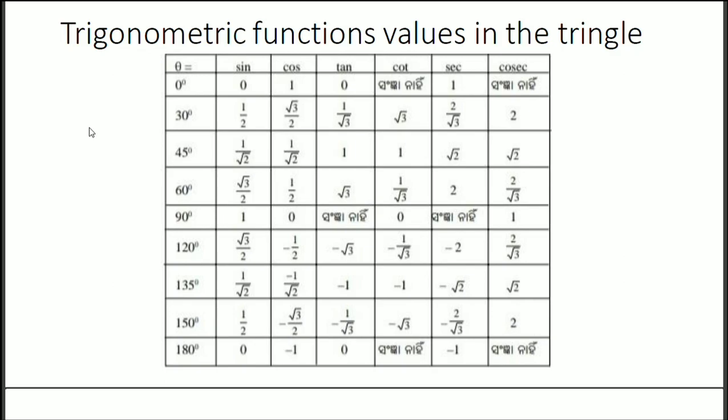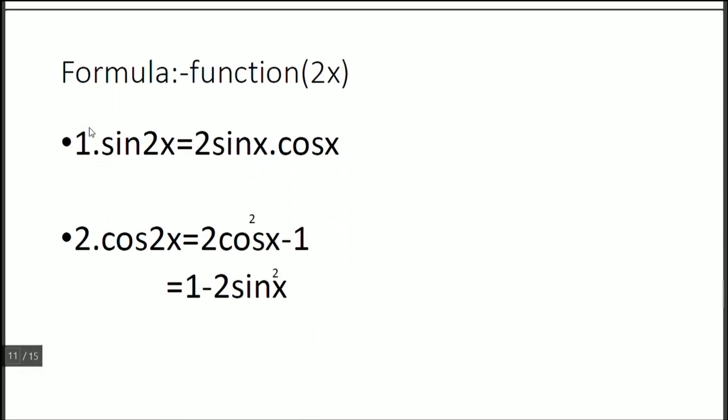So another formula, the function of 2x, that is sin 2x equal to 2 sin x dot cos x, and second, cos 2x equal to 2 cos square x minus 1, or equal to 1 minus 2 sin square x.